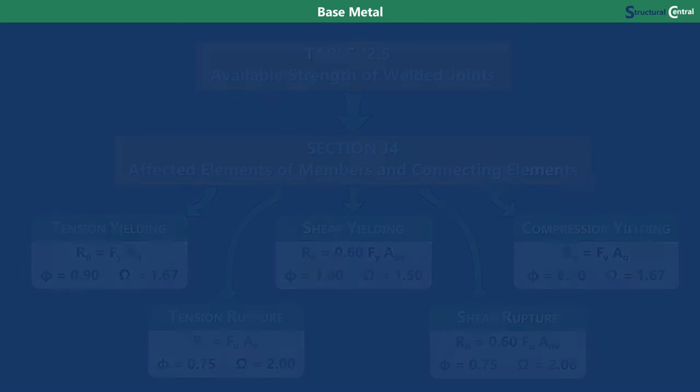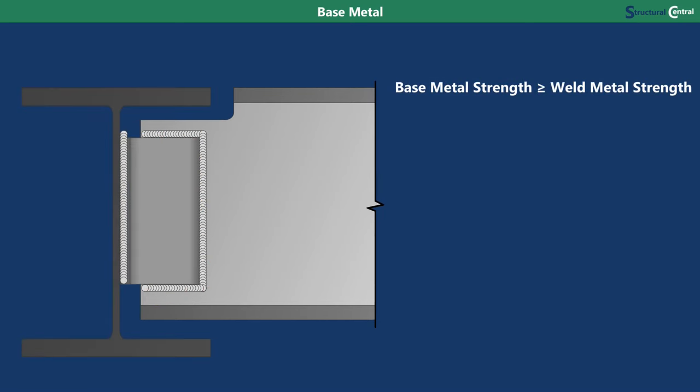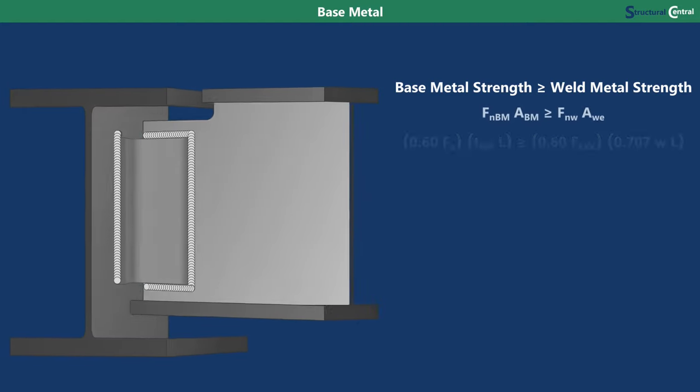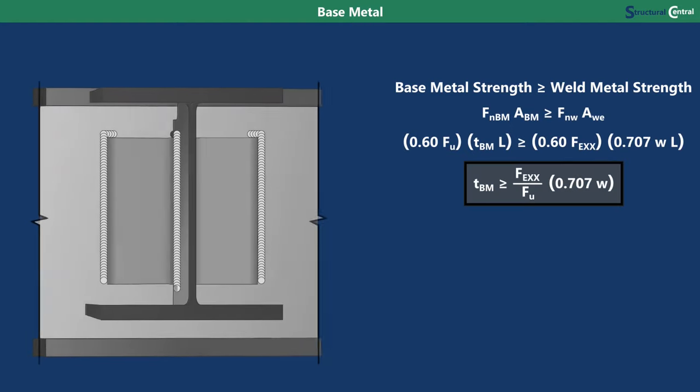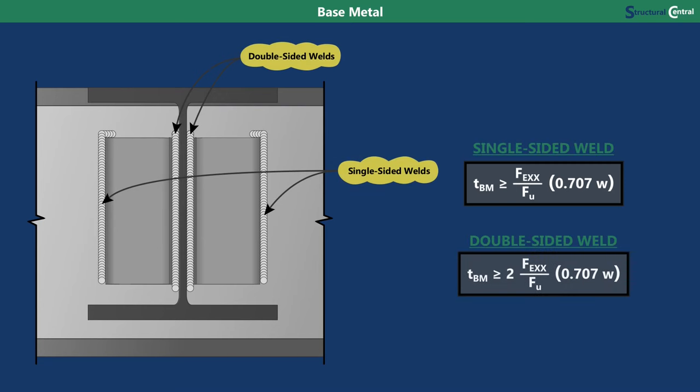For many conventional shear connections, the configuration is such that the stresses along the fillet welds are not uniform, so they don't fall neatly into one of the limit states for base metals. To handle this, it is common to just ensure that the base metal strength is greater than the weld metal strength, which can be done by using the formula shown. Remember though, that if you have two welds on both sides of the metal, like at the beam shown here, then you'll need double this minimum thickness in order for the welds to control the strength.